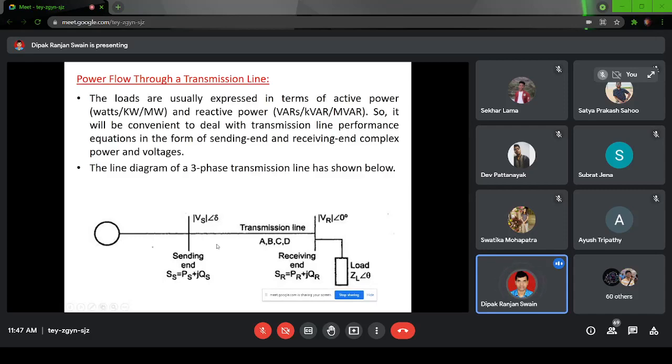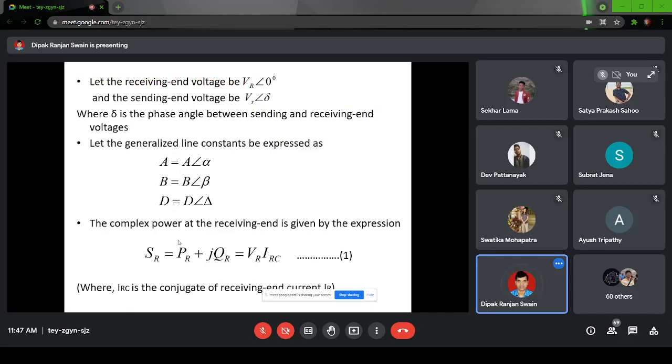Now we will find out the expression for power, and that also using the ABCD parameter. As I told you, the receiving end voltage is taken as reference. So with respect to that, the sending end voltage is at an angle of delta. And delta, I think all of you have read in alternators, is called the load angle. Here it is named as the phase angle between sending and receiving end voltage, but most of the time it is the load angle or torque angle.